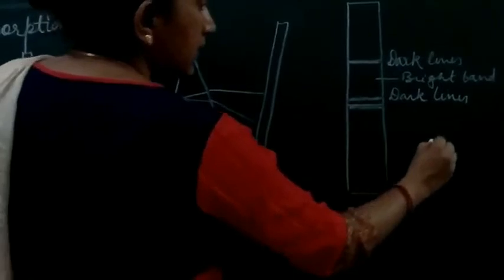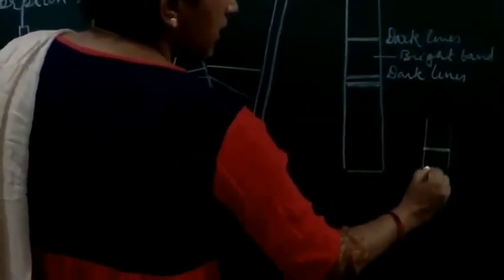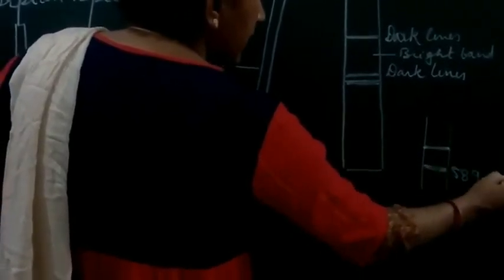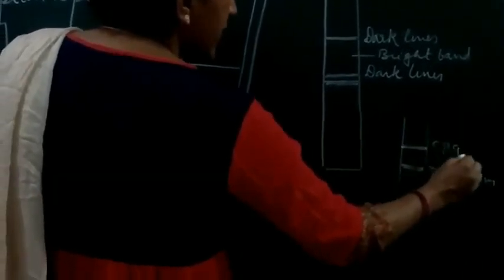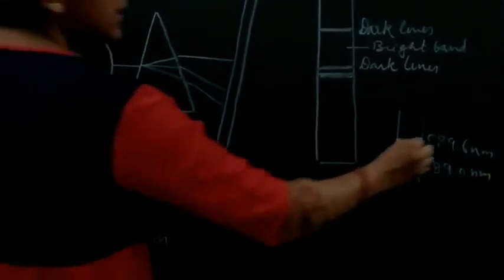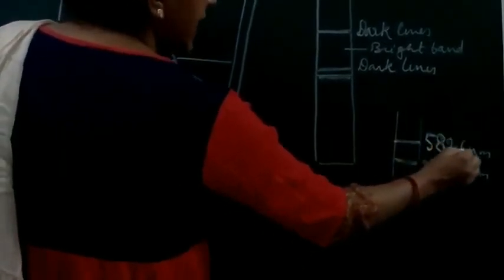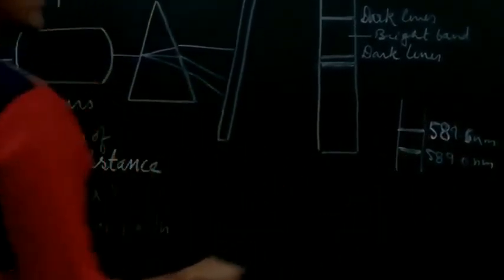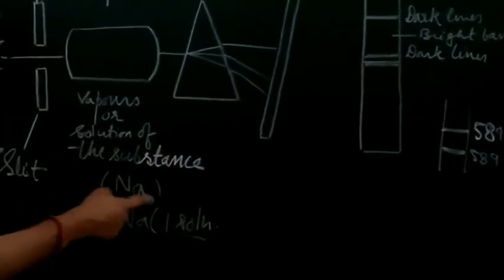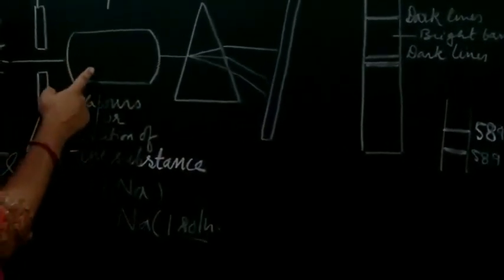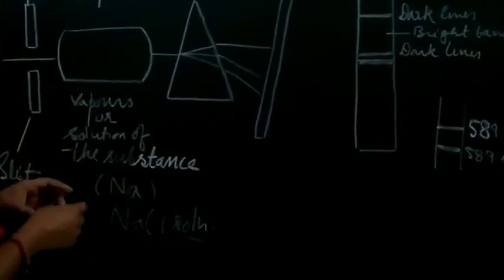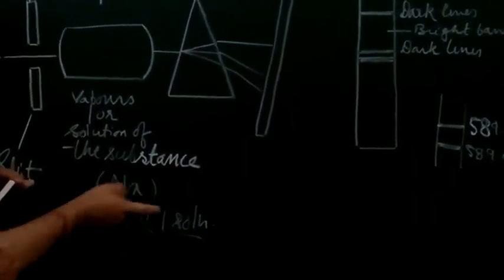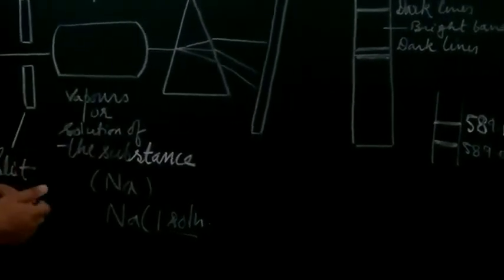We will get the dark lines at 589.0 nanometer and 589.6 nanometer. That means we will get the dark lines at 589 and 589.6 nanometer if we have taken sodium or the sodium chloride solution in this container or chamber. So it indicates that we will have the lines obtained at the same wavelength as the bright colored line in the emission spectra.